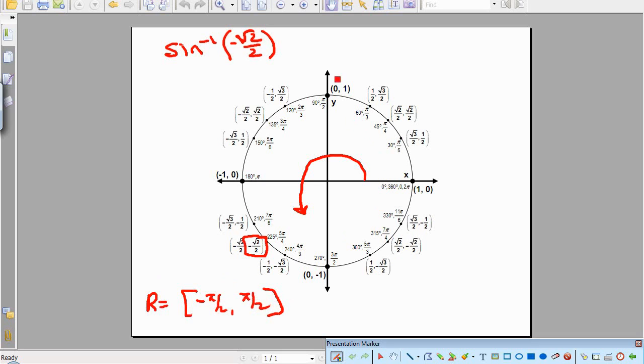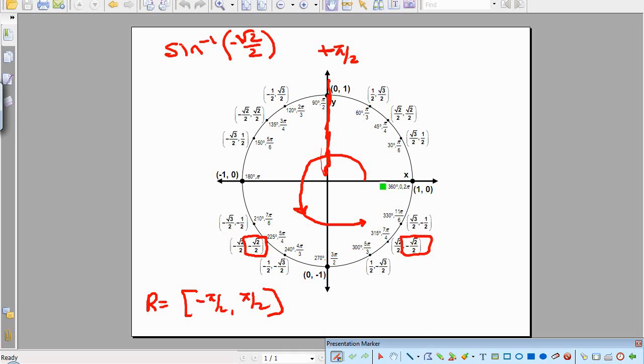Well, pi over 2 stops here, so I'm not allowed to go any farther than this line, pi over 2. So the moment I pass this line, I could not get this answer of 5 pi over 4, which would also explain why I'm also not allowed to get the answer 7 pi over 4, even though this has a negative radical 2 over 2.